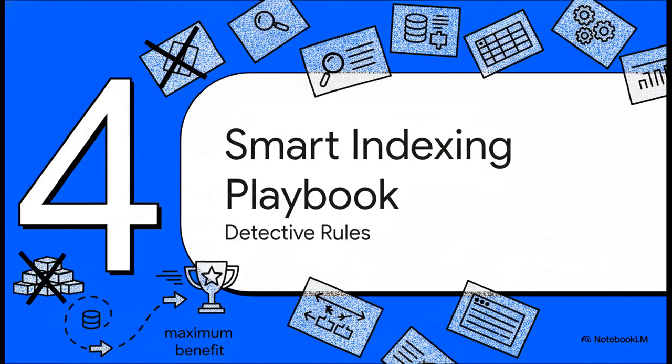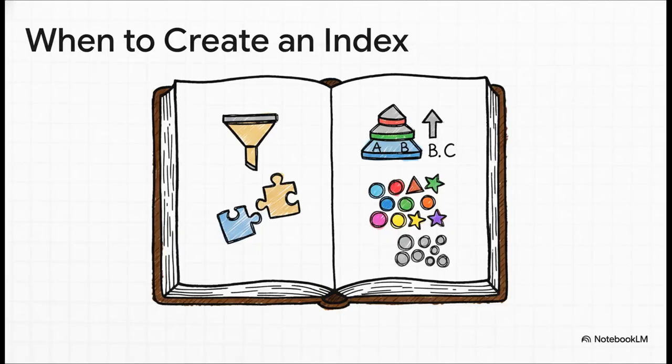So, this whole trade-off means we can't just slap an index on everything and call it a day. We need a strategy, a smart playbook for deciding exactly when and where to use them to get the maximum benefit without killing our write performance. So when should you add an index? Well, the playbook is pretty clear.